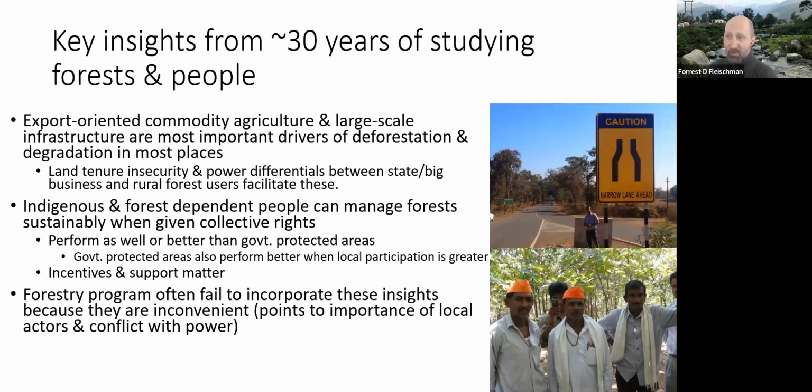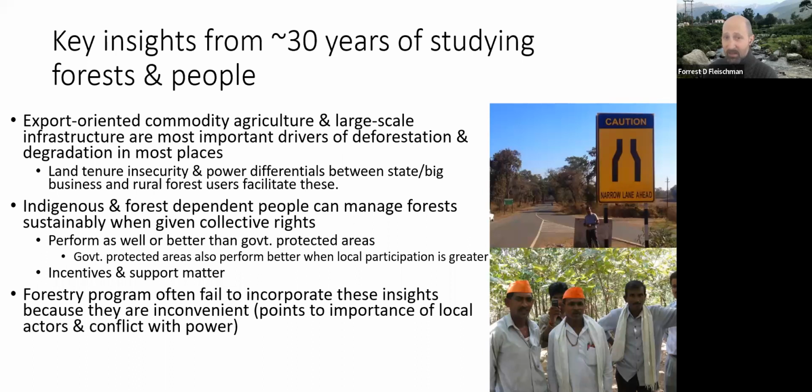Underlying this expansion of export-oriented commodity agriculture and development of large-scale infrastructure are pervasive land tenure insecurity and power differentials between the state and big businesses that are the beneficiaries of these, and the rural forest dwellers and users who often do not benefit from this infrastructure, and who often are positioned to take care of and defend the forest. And so the next point on this slide, a really consistent finding, is that indigenous and forest-dependent people can manage forests sustainably when they're given collective management rights over those forests.